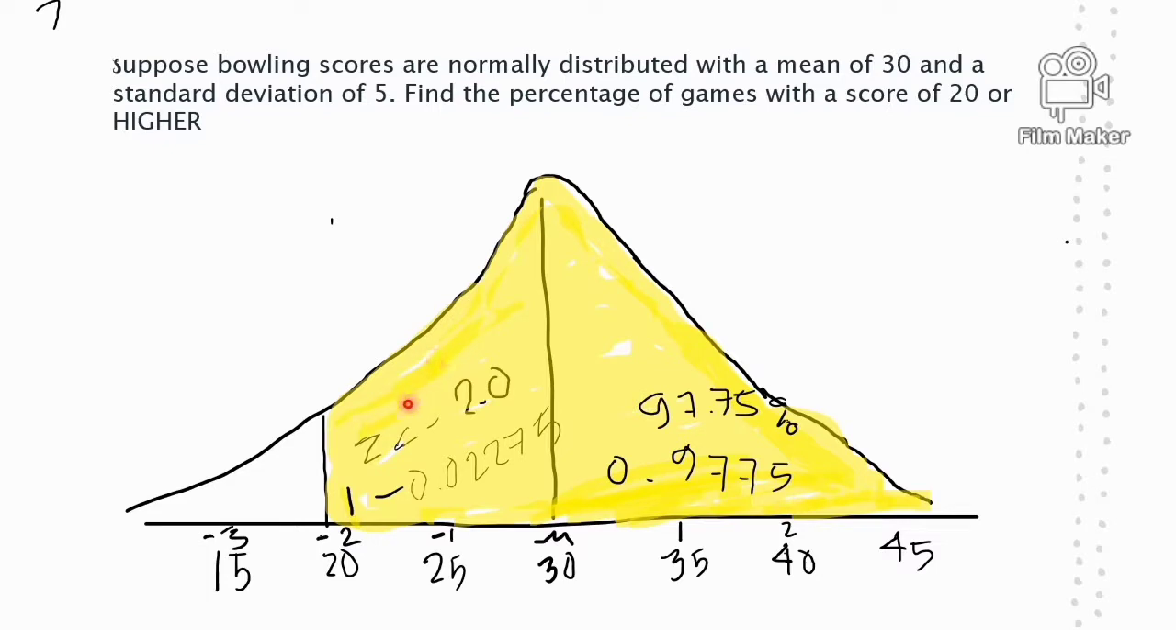So Z is negative 2. So 1 minus 0.0228. So subtract from the left table. If it's going to the higher score, going to the right, shaded to the right, it's 1 minus 0.0228. So the answer is 0.9772, or around 97.7%. So the shaded area here is 97.7%. That's all, folks.